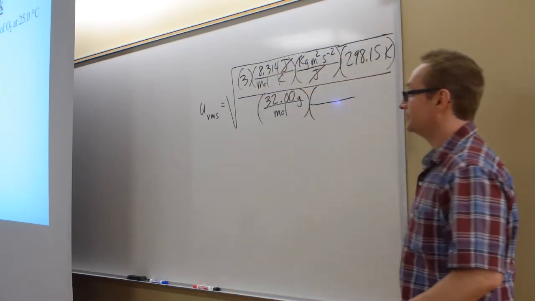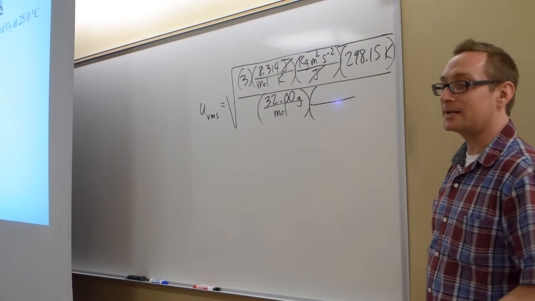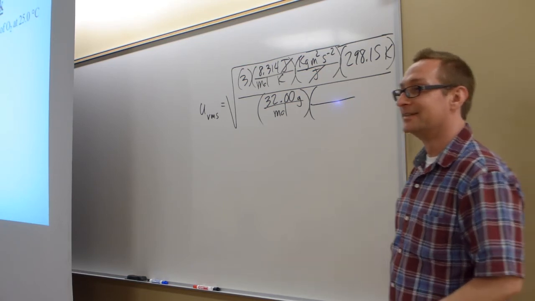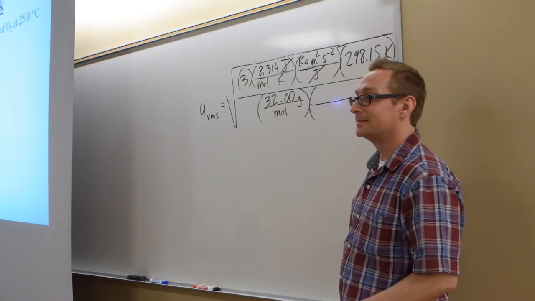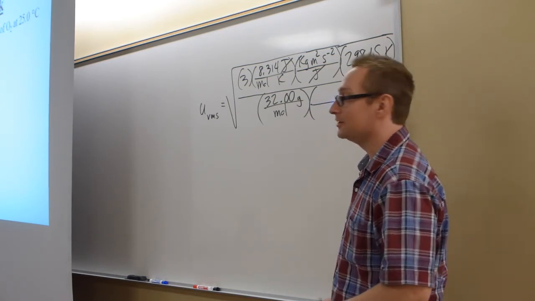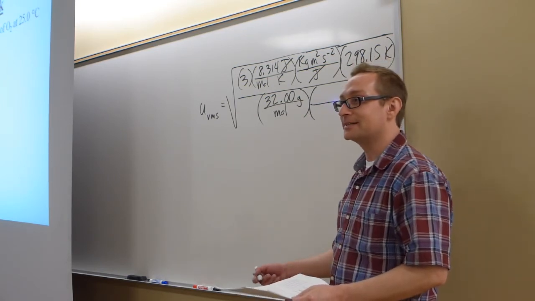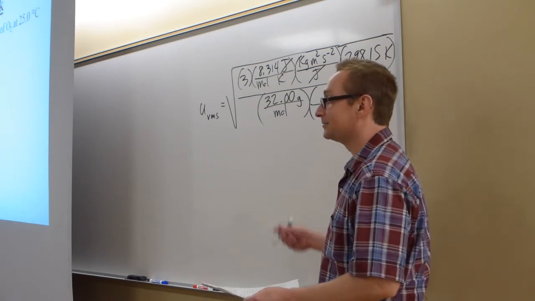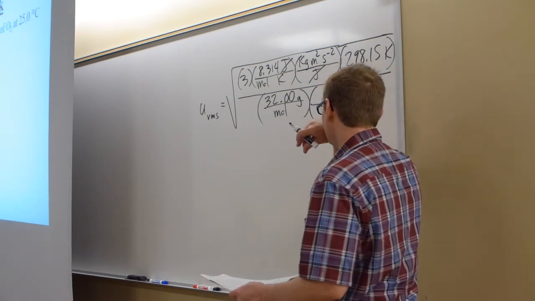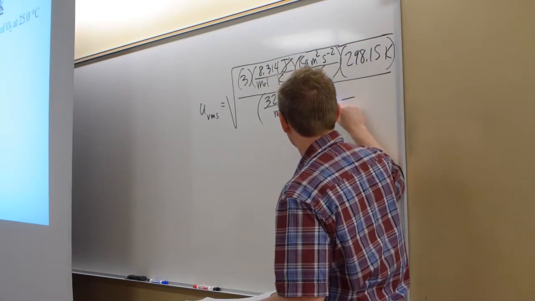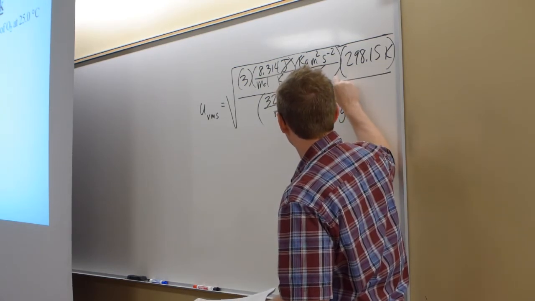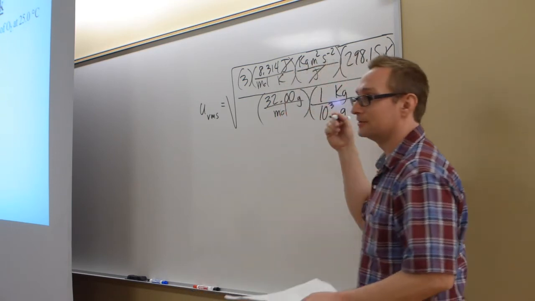Do you remember how to convert grams to kilograms? How many grams are in a kilogram? Yeah, 10 to the 3 grams in a kilogram. I know it's silly for me to ask, but it's a typical mental mistake that happens. So we have 10 to the 3rd grams for 1 kilogram, or 10 to the 0 power, right?